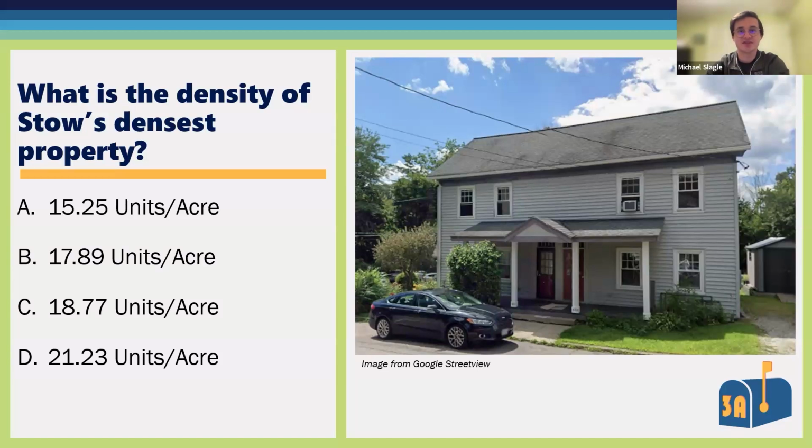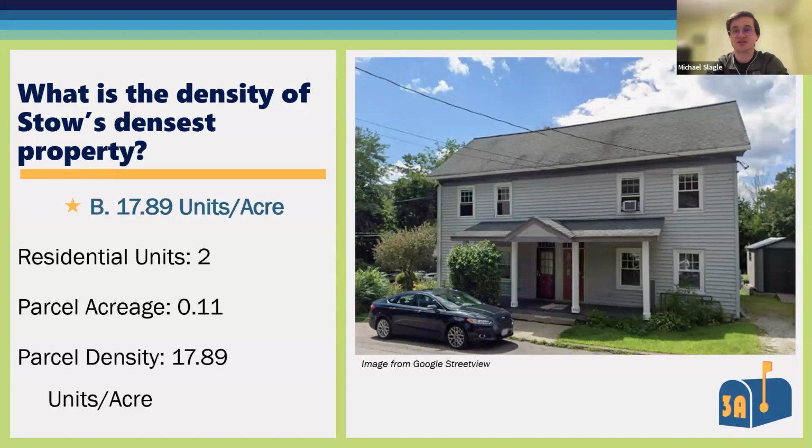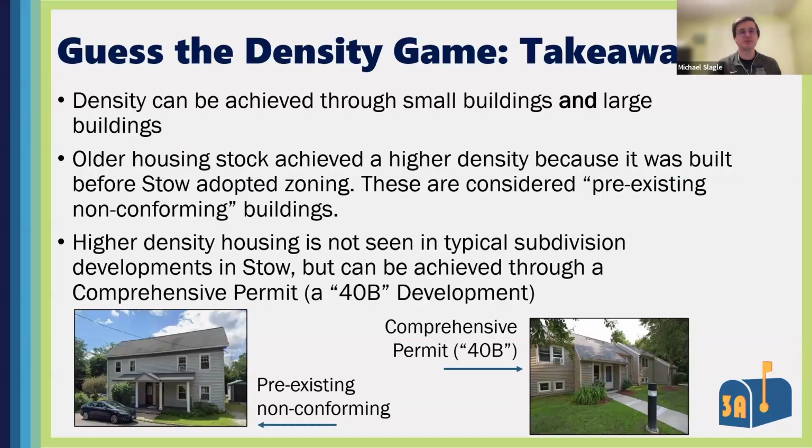The answer for this one is that this unit here has a density of 17.89 units per acre. So this is the densest parcel in Stow, and it's located in Gleasondale, actually. Hopefully this game helped teach you a little bit about density and what density we already have here in Stow. I can go to the next slide for some quick takeaways.